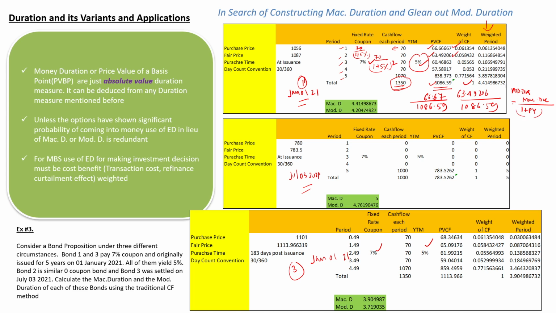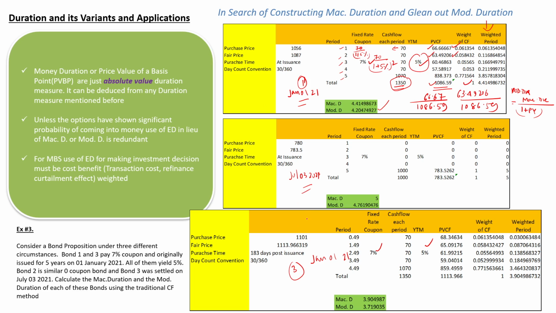In this case, since we have already found out the Macaulay duration, we can find out the modified duration as well. All that we have to do is divide this Macaulay duration by the yield measure of 1.05. So 4.1498672 divided by 1.05 becomes your modified duration, which is 4.2. This is what the calculation is all about.